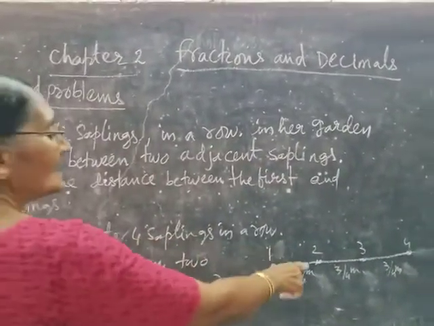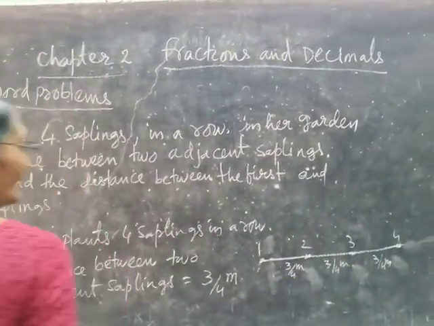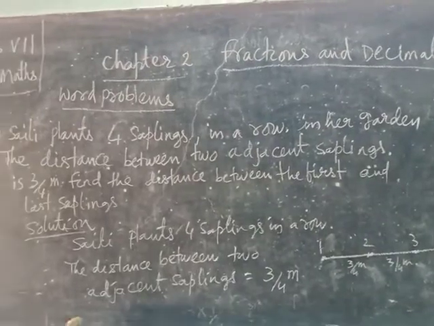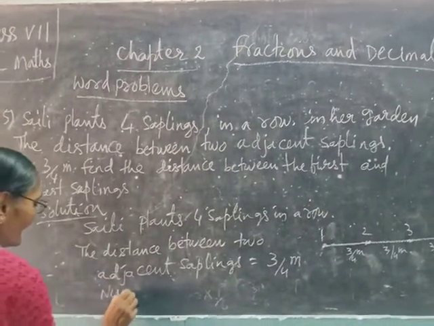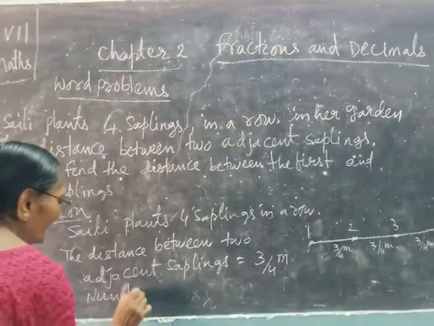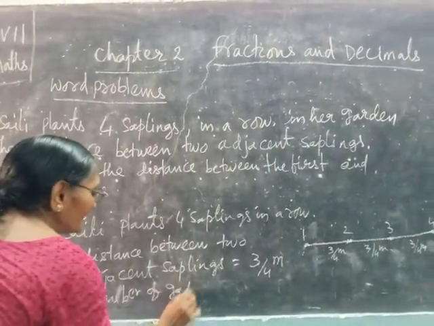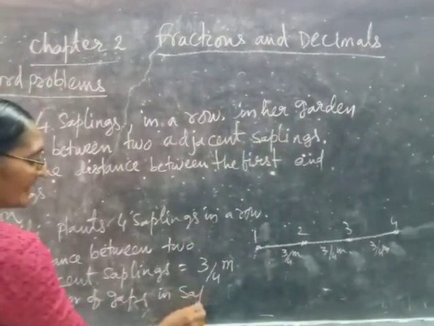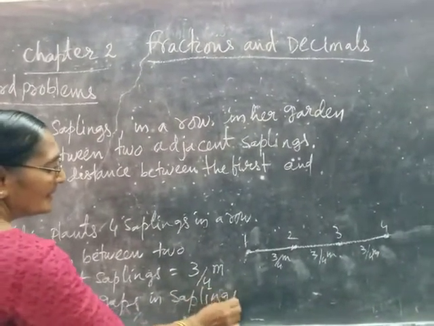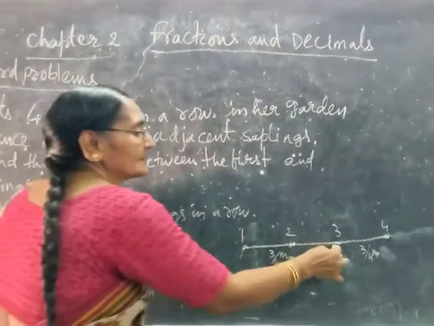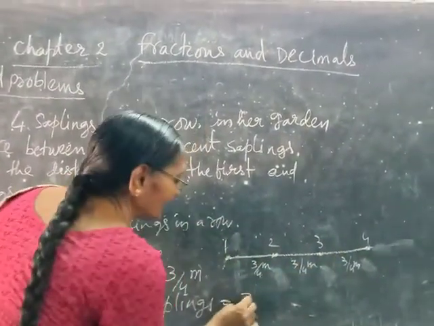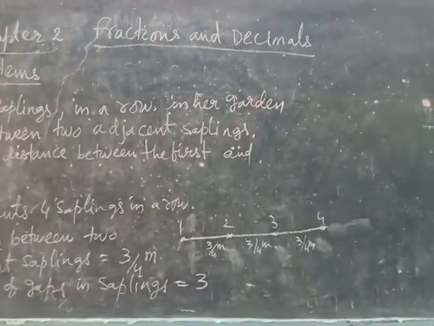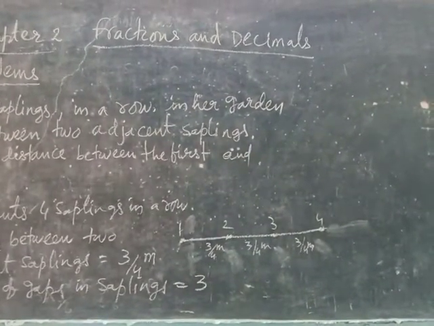Then Saili plants how many saplings? 4 saplings in a row in her garden. Then the number of gaps. Number of gaps in the saplings: how many are there? Here to here 1, here to here 2, here to here 3. So how many are there? 3. The number of gaps is 3.